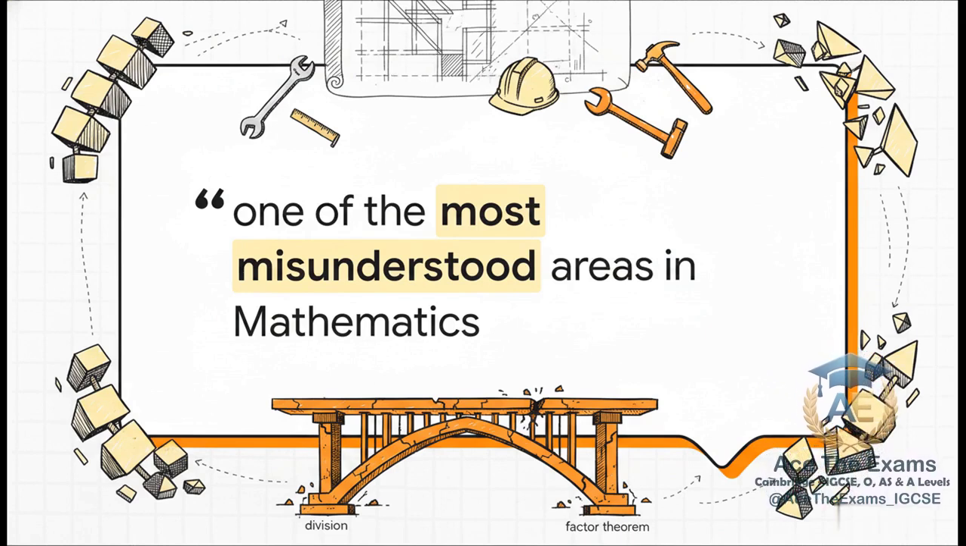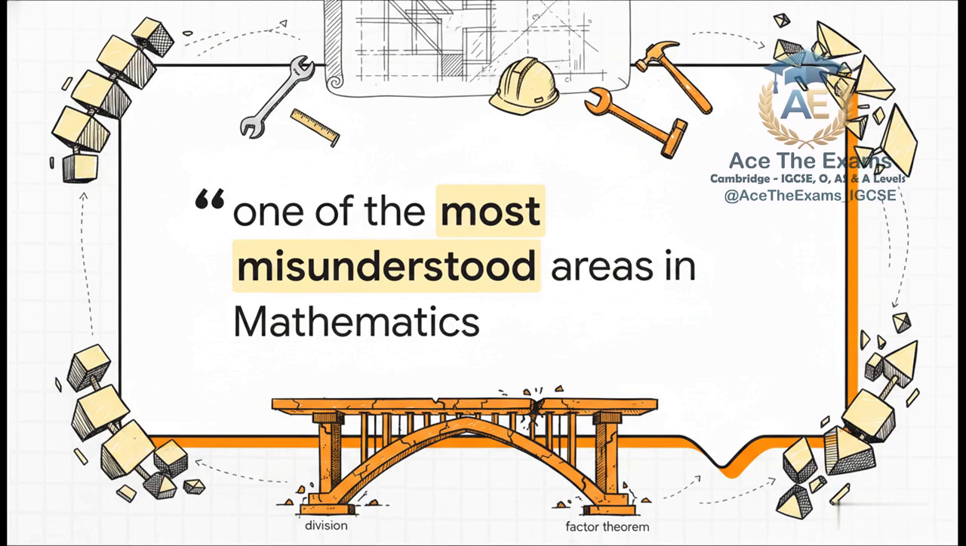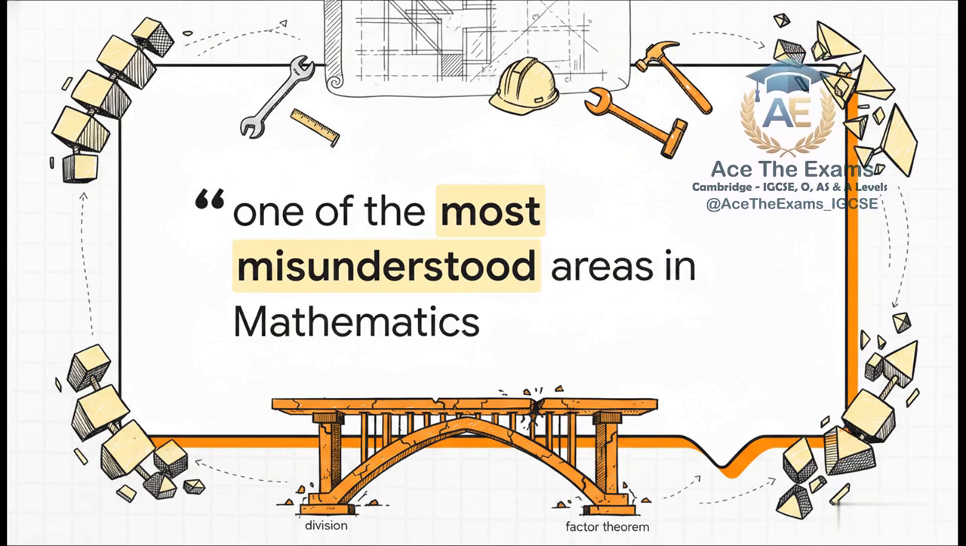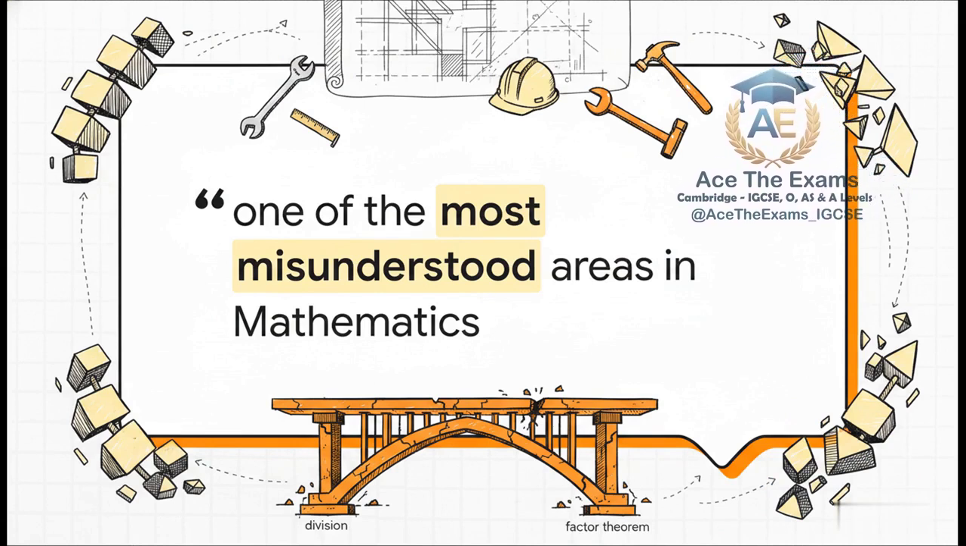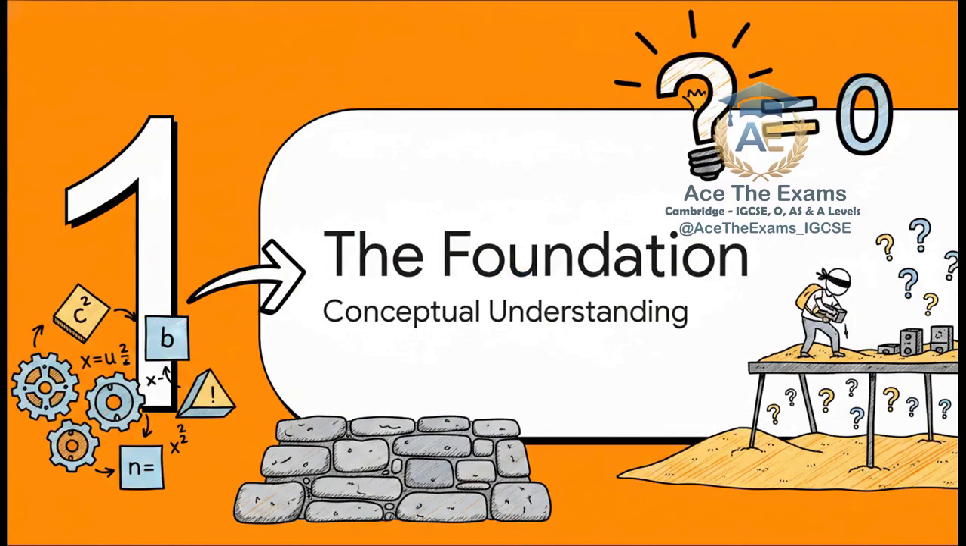Why is this area so prone to a total collapse? Because polynomial division requires precise, step-by-step algebraic manipulation. One tiny arithmetic slip, and your foundation cracks. If that foundation is weak, everything built on top of it, like your advanced calculus, is just going to come crashing down.